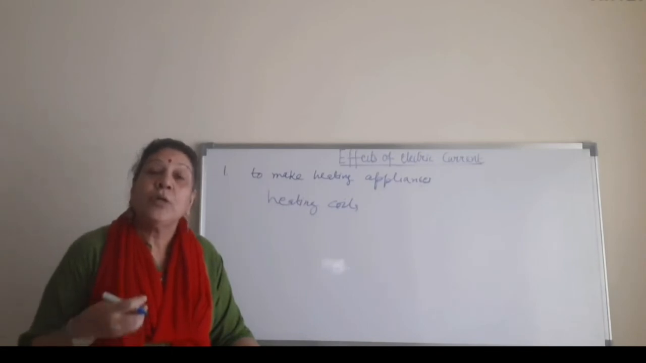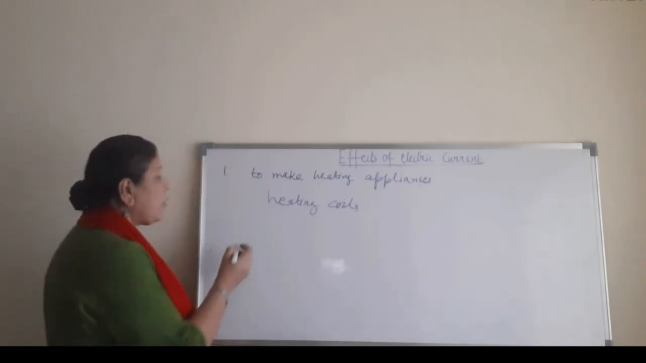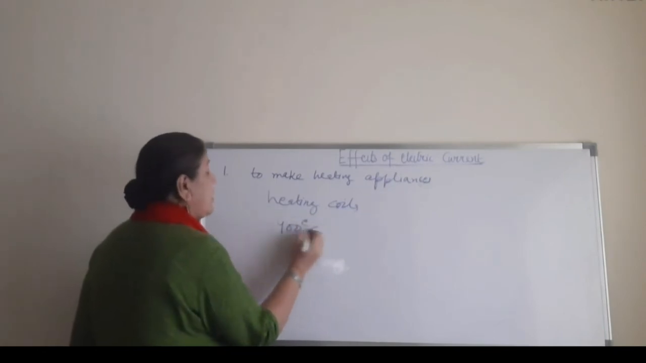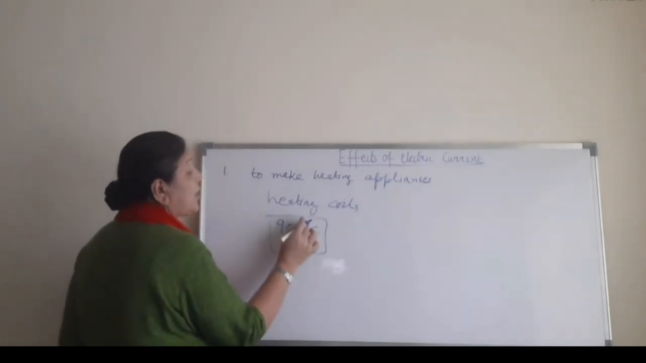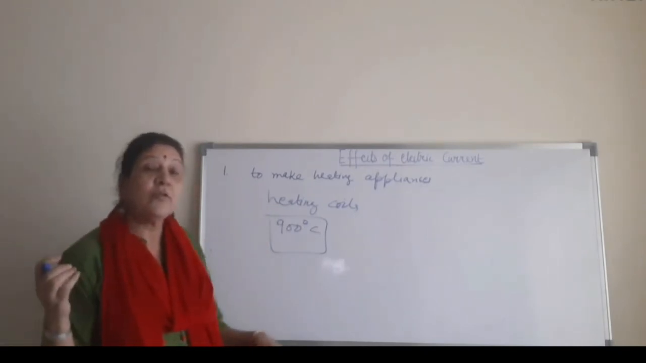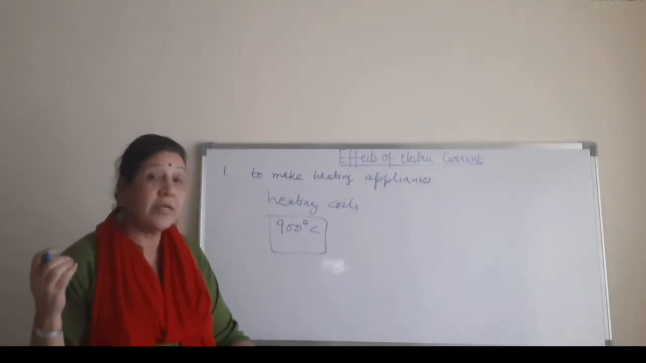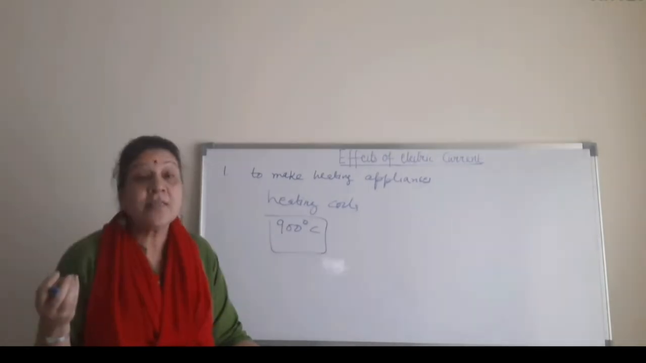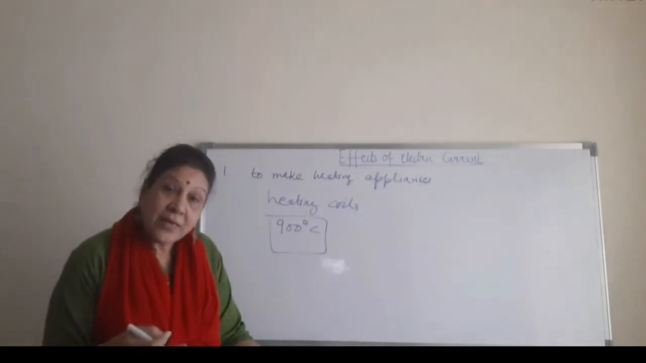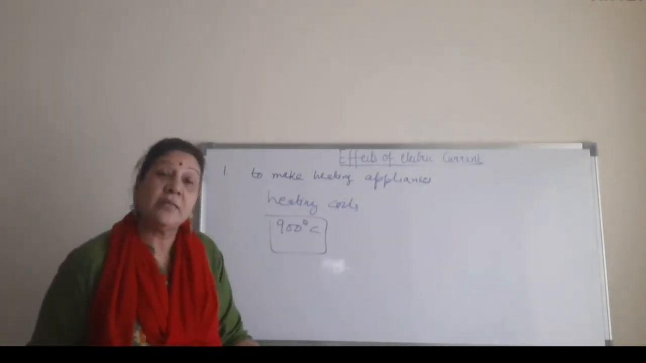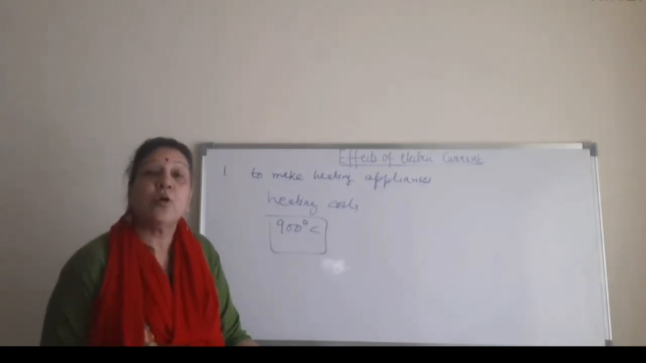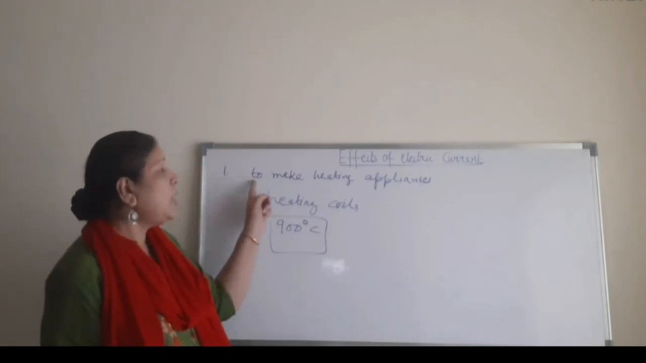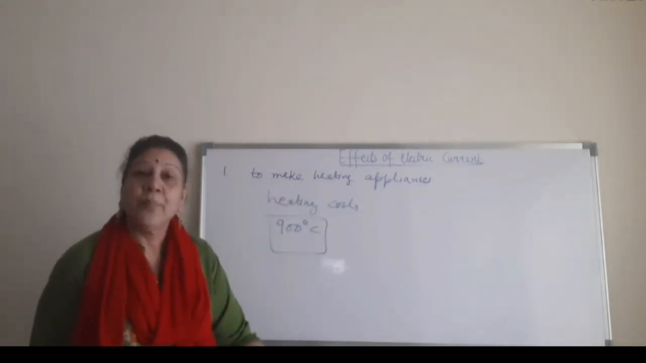Nichrome wire, when it glows properly and becomes red hot, gives you around 900 degrees centigrade temperature. So resistance is more, heat energy is more, and around 900 degrees C is reached when it gives us the maximum heat energy. So this is the first application of the heating effect of electric current: to make heating appliances.